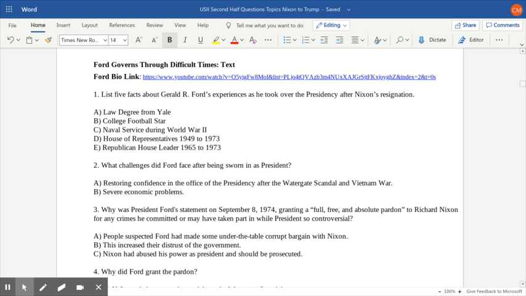So President Ford is the only person to have ever served as president of the United States who did not serve first in an elected position as vice president or as president. So he was the only person to be appointed to a position and then ascend to the presidency.